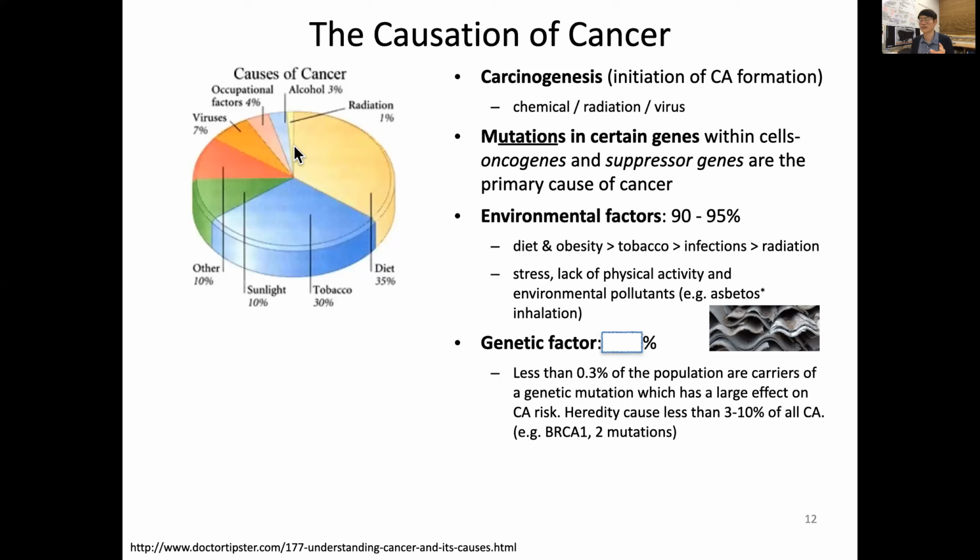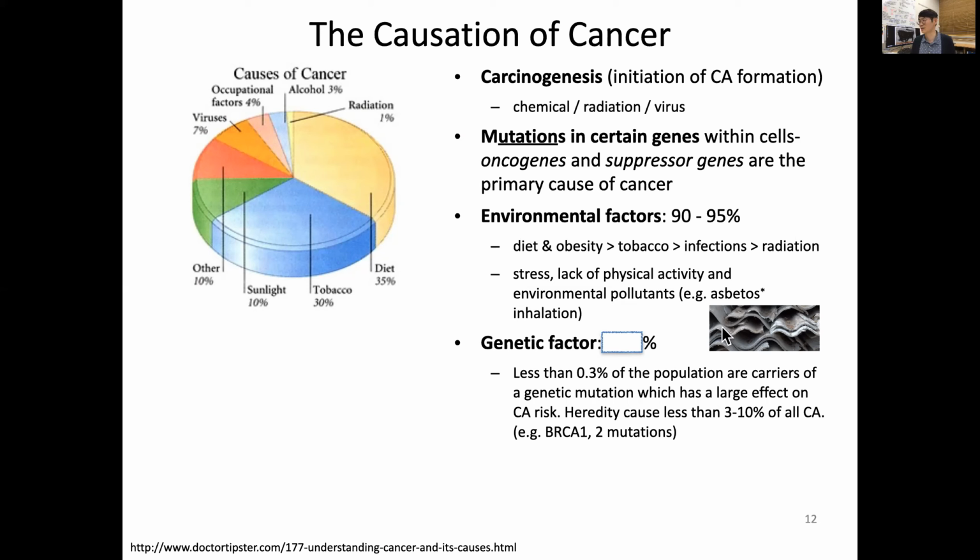You can see a lot from diet, tobacco, smoking, sunlight, viruses, occupational exposure, and alcohol drinking. What's very interesting here is that these mutation-causing factors come a lot from the environment, such as diet and obesity, smoking, infections, and ionizing radiation. And even our lifestyle of stress and lack of physical activity, and sometimes environmental pollutants such as asbestos inhalation.